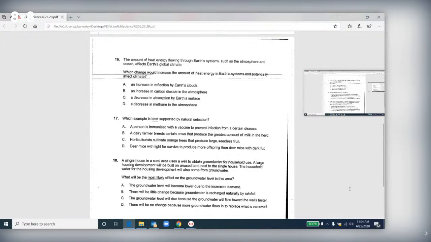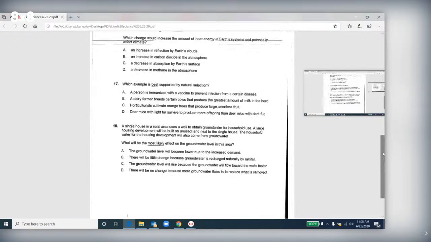Because for B, eventually I think there's going to be something that makes those cows produce more milk, because all things equal, cows will produce the same amount of milk unless you change something genetically. So for 17, we're going to look at D as our best example of natural selection. Okay, and then we're going to go to 18 here.